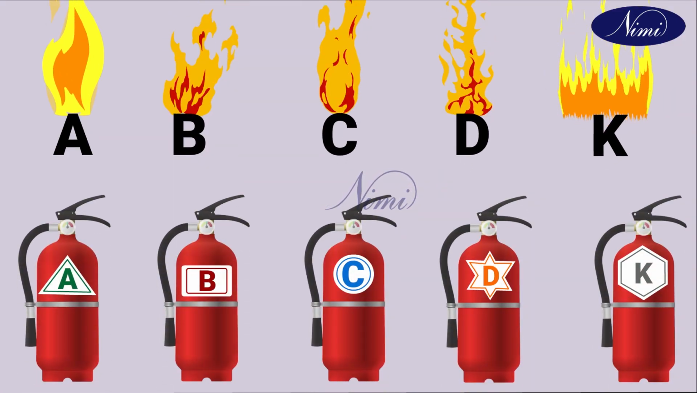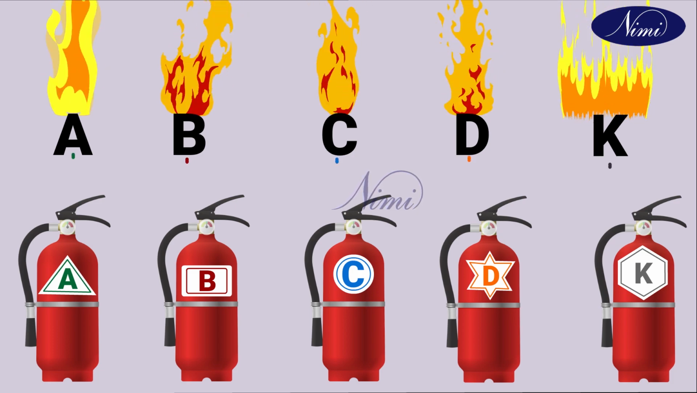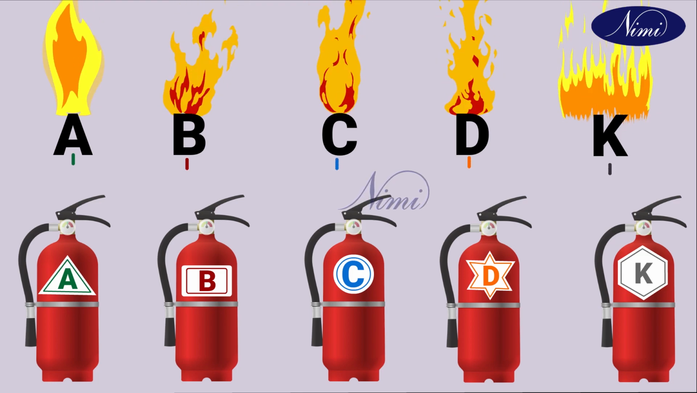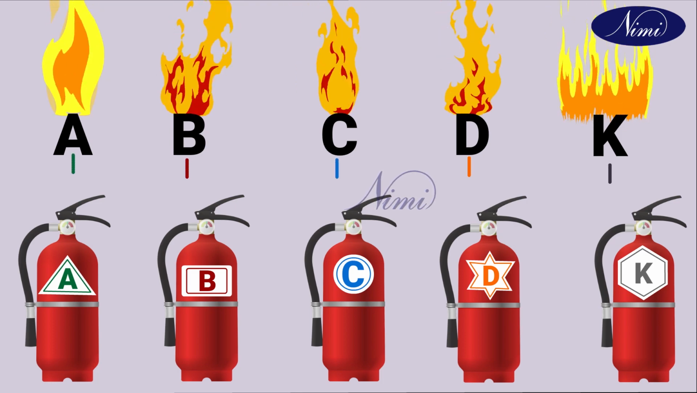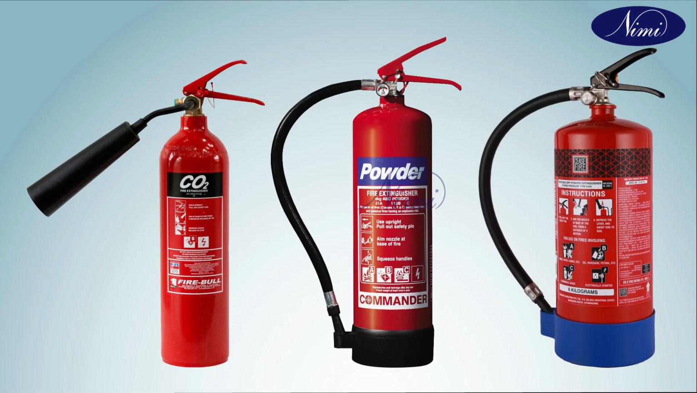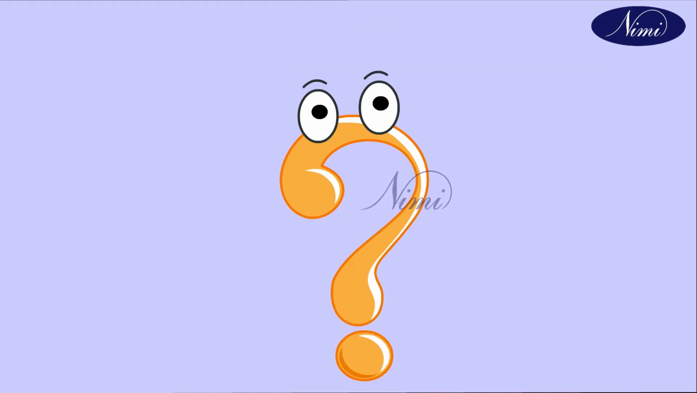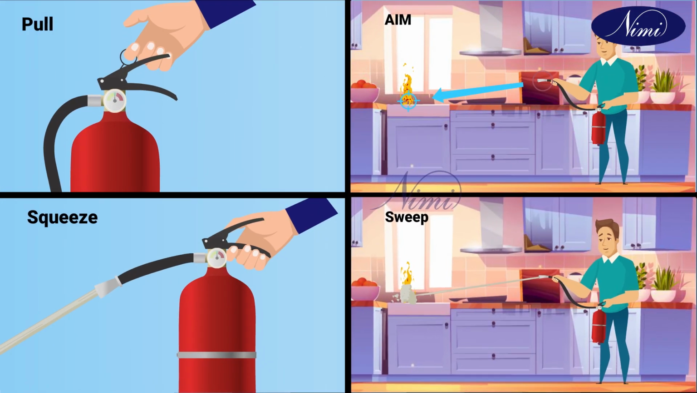So, in order to select the right type of extinguisher to put out a fire, you must understand the different classes of fire. By analyzing the type of fire, we can determine which type of fire extinguisher is to be used to extinguish the fire. Let us assume that we have identified the fire extinguisher to be used, but the next question is how to use it. There is a method to operate a fire extinguisher safely.